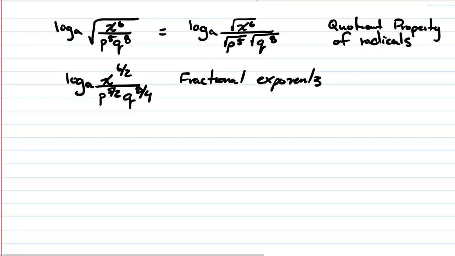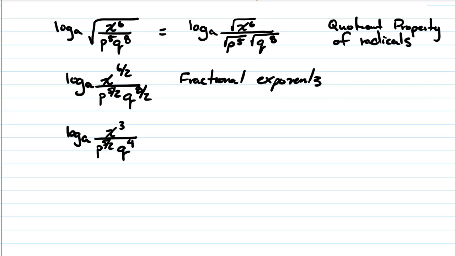And then we just simplify that up a bit. And we have the logarithm base a, 6/2 gives us 3. 5/2 doesn't simplify, and there's a typo there. The answer is 4. It's 8/2 gives us q to the 4th power. So then, the next thing we would use is the quotient property of logarithms.